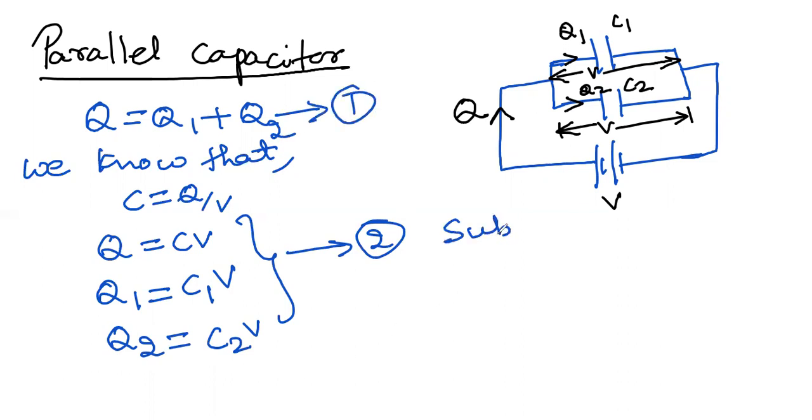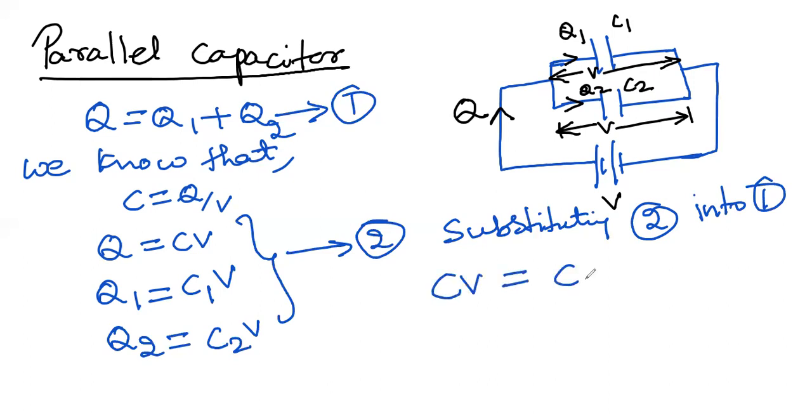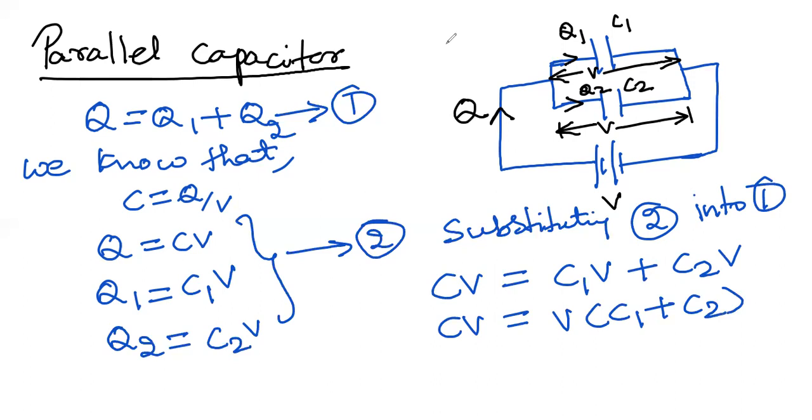Now let us substitute 2 into 1. So we get CV is equal to C1V plus C2V. CV is equal to, if you take V as a common factor, C1 plus C2, and V gets cancelled. Hence, we have C is equal to C1 plus C2. So this is the expression for parallel capacitors.